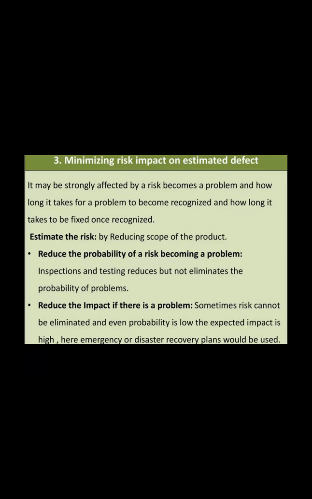So we have to estimate the risk by reducing the scope of the project and reducing the probability of the risk becoming a problem. The defect can become a problem or risk in future, so you need to estimate and reduce the impact if there is a problem. So if there is some problem or risk in your project, you have to measure how long it will affect, how it will reduce the performance, and how we can reduce the performance issues. Those things should be taken into consideration to minimize the risk impact.